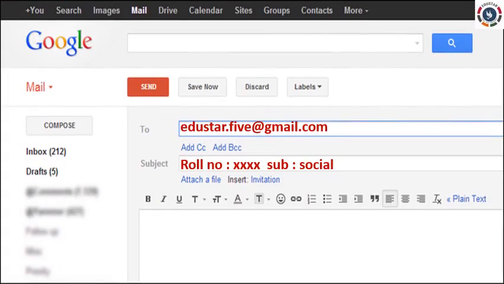After completing your written work, just take a photocopy and forward it to our mail ID. Our mail ID is edustar.5@gmail.com, and don't forget to mention your roll number and subject name in the subject column.